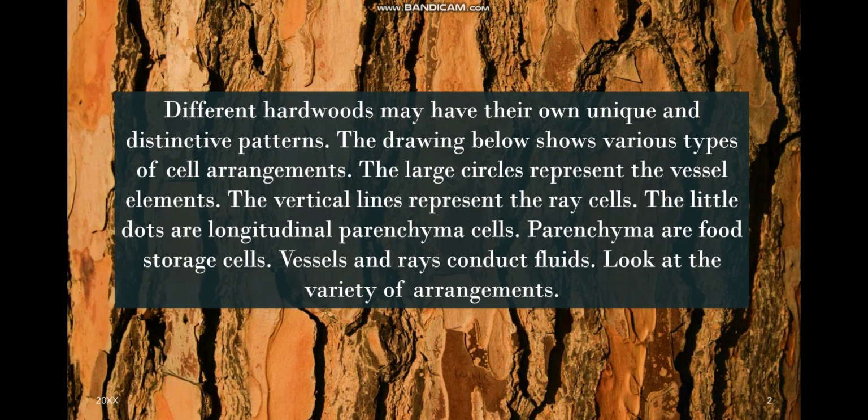The drawing below shows various types of cell arrangement. The large circles represent the vessel elements. The vertical lines represent the ray cells. The little dots are longitudinal parenchyma cells. Parenchyma are food storage cells. Vessels and rays conduct fluids. Now look at the variety of arrangements.